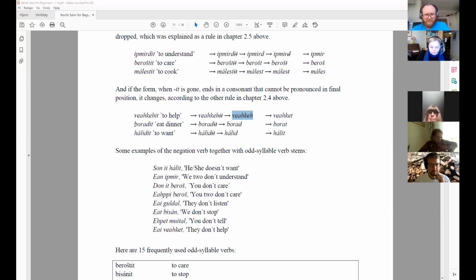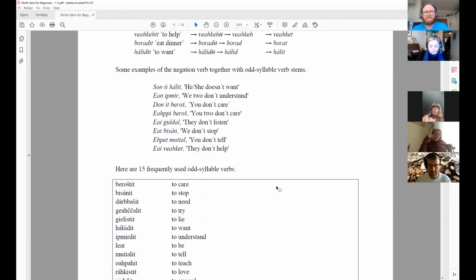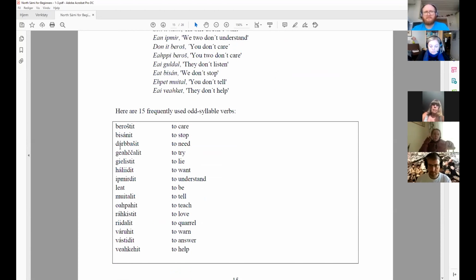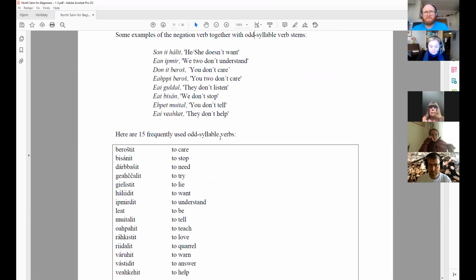And if it says borad, boradit, to eat, then you have monim borad, but then it becomes monim borat, because it's easier to say. And halidit becomes to want, monin halit. It's also T. So here you can try these verbs. Here are 15 frequently used odd syllable verbs.